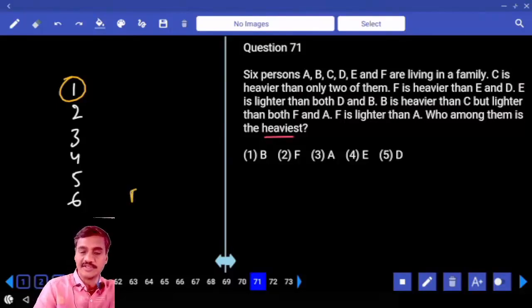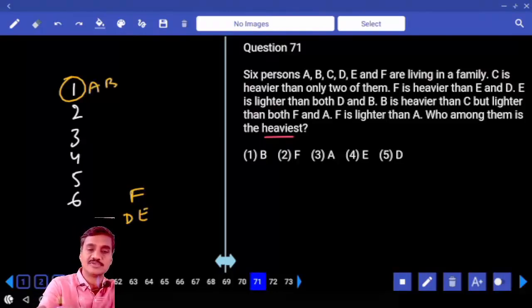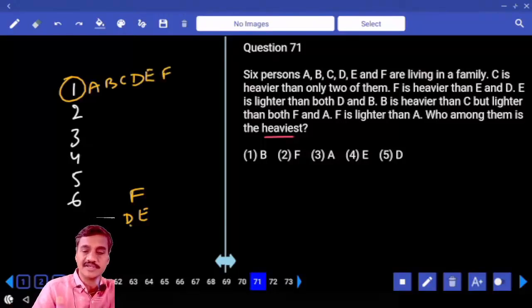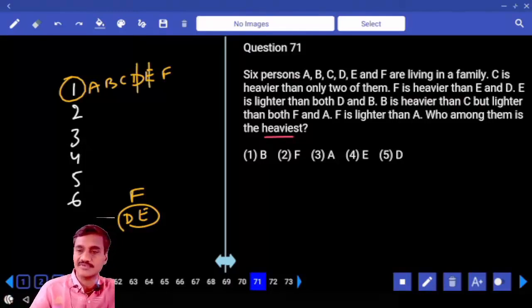F is heavier than whom? Both D and E. F is heavier than both D and E. Now how many persons are there? 6 persons. F is heavier than D and E. D and E can be the heaviest? There is no chance. So D and E cannot be the heaviest.